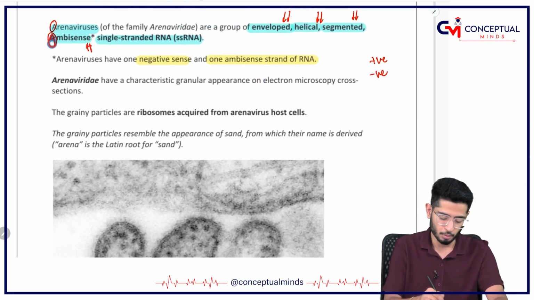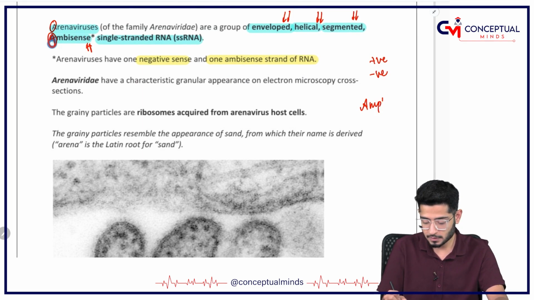Ambi means both. Like, if you have heard this word amphibians, that means they are both. That means they can live in water, they can live on land, both, right? So that's how you can remember.